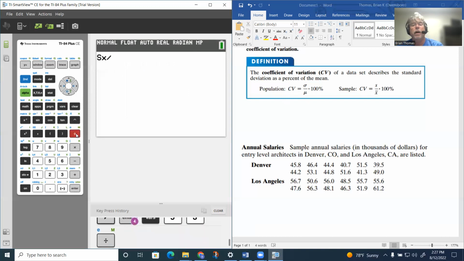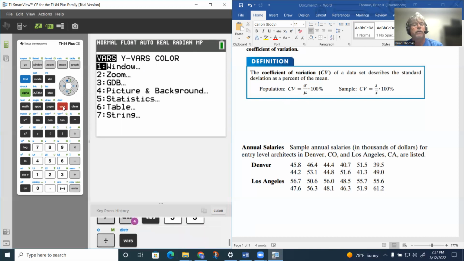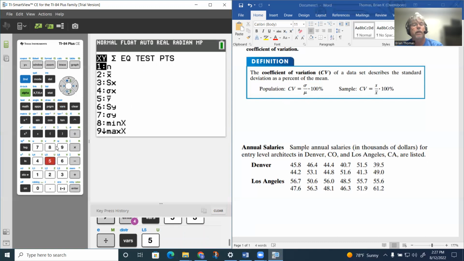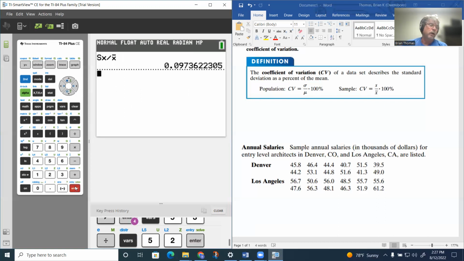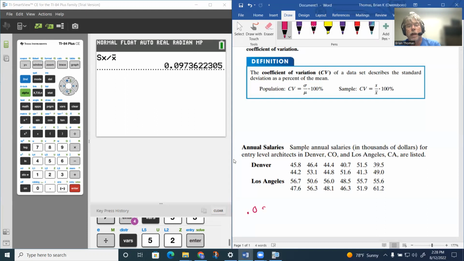And then I'm going to divide that by, hit VARS again, back to statistics, and I'm going to use the mean. So that's X bar. That's number 2. Hit enter. Now, a lot of times they want us to round this to one place past the decimal. So what I've got to do right now is write this to 4 decimal places. So for Denver, I got 0.0973.